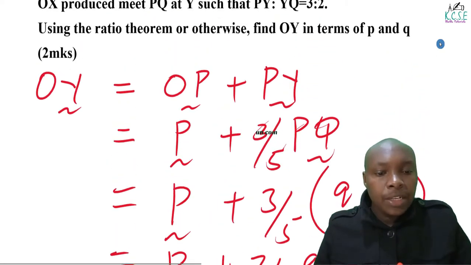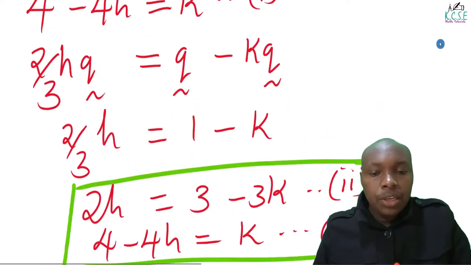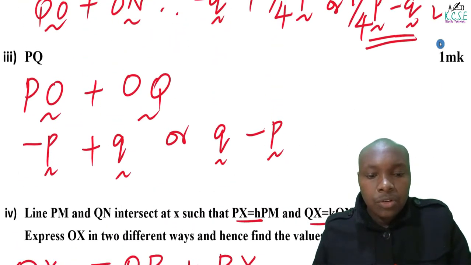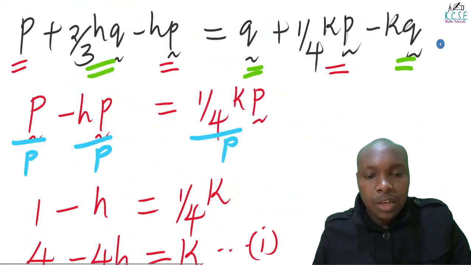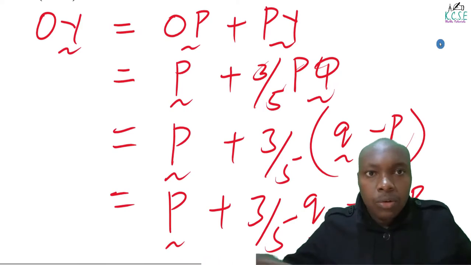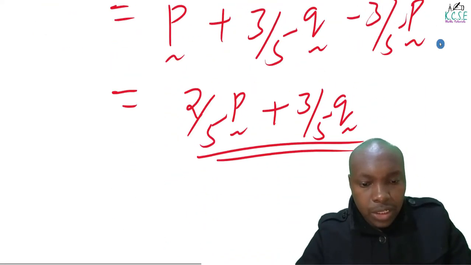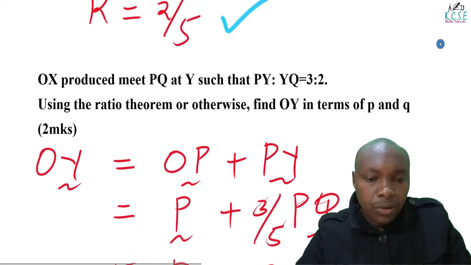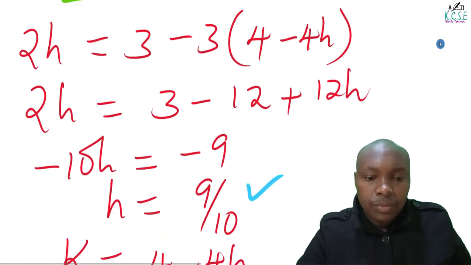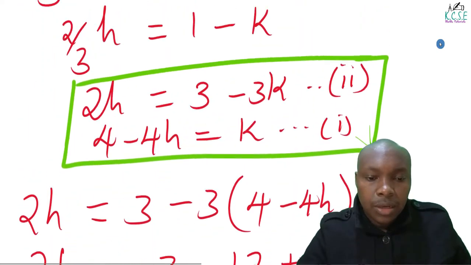Now for this part of PQ, we had obtained PQ here, Q minus P. That is why I've obtained that. So that is how you're supposed to work out the whole of that question on vectors. You can follow and see how I have done all the parts.